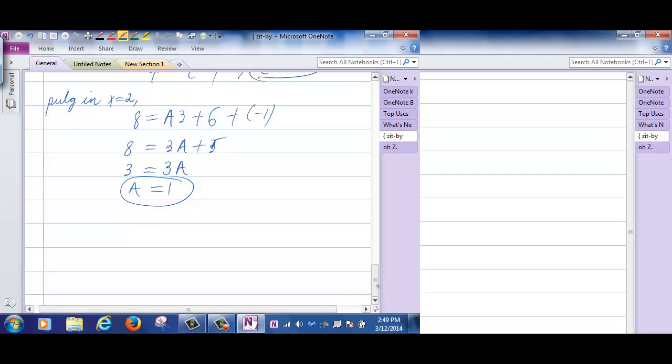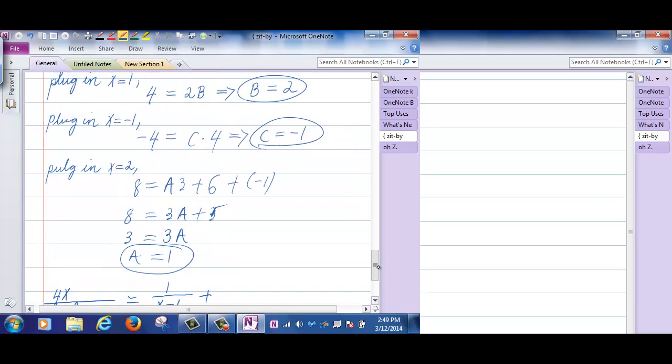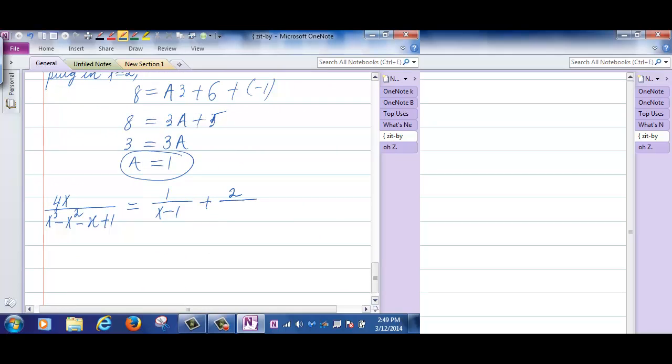So here's our original fraction, 4x over x cubed minus x squared minus x plus 1, and we wrote it as a divided by x minus 1, so a is 1, and then b is what? b is 2, so this would be 2 over x minus 1 squared, and what was c? Okay, negative 1 over x plus 1.